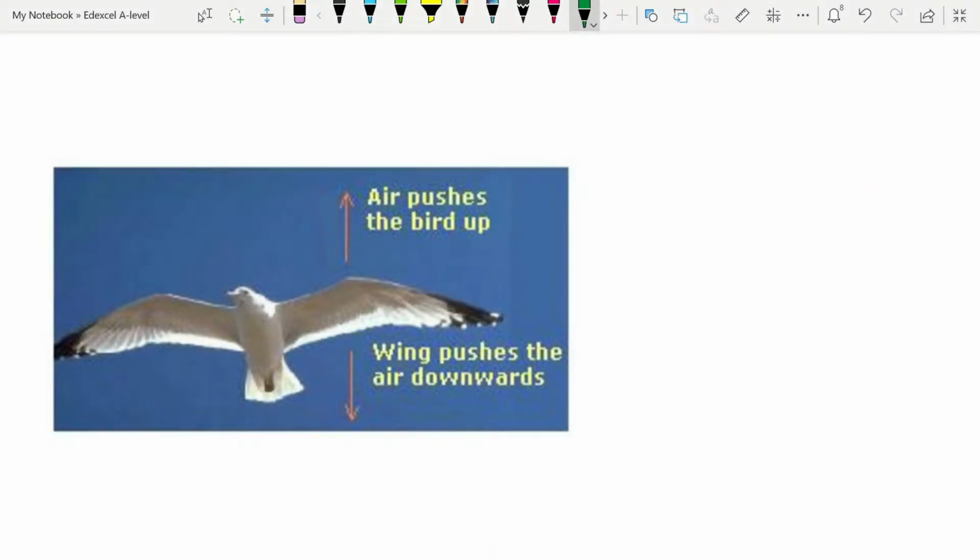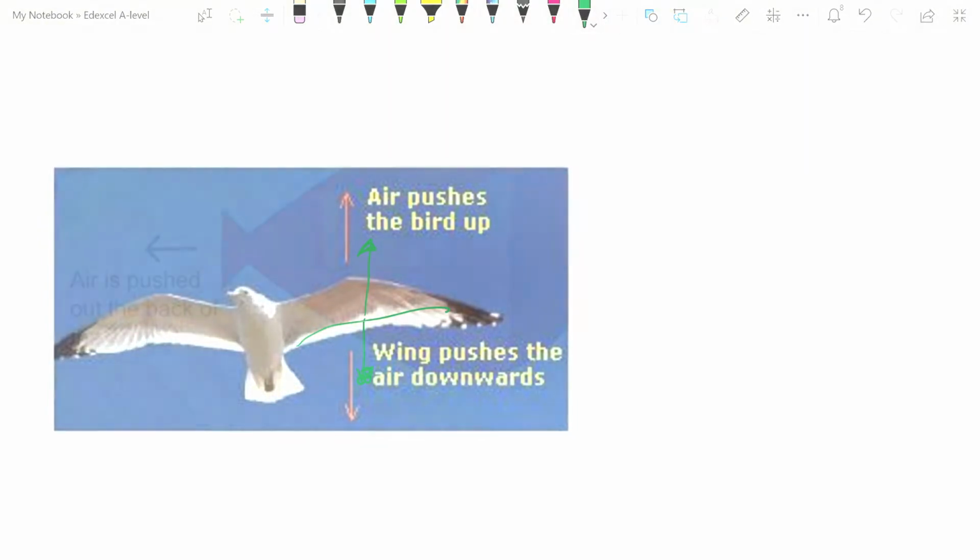If we look at the example of the bird, what the bird has to do is push down on the air. And as a result of the bird pushing down on the air, the air pushes the bird up. Once the air starts pushing the bird up, we can start looking at the forces on the bird. We will get to that in a moment. So this is where it begins. The bird has to push the air first downwards so that the air pushes the bird up.